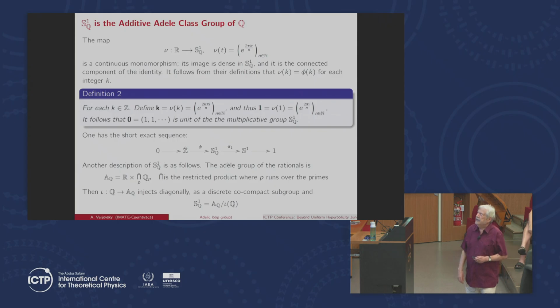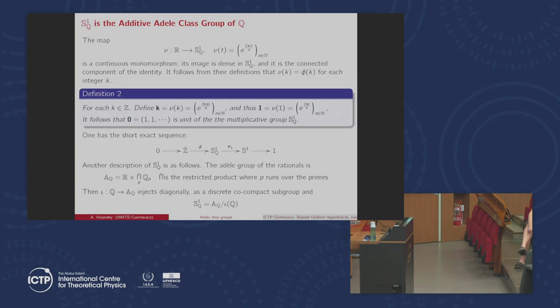And actually, you can embed the real line into this inverse limit in that form. You see, if you take e to the 2 pi i t over n, this satisfies the compatibility condition for the powers. And so you can embed the real line into this solenoid, and it will be a subgroup, because it's a group homomorphism.